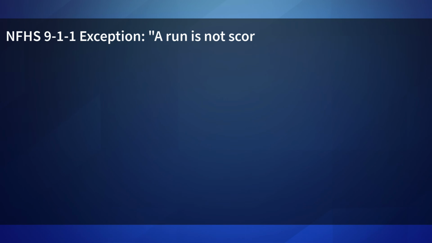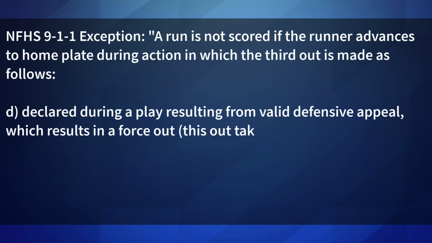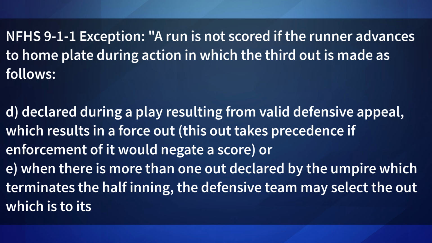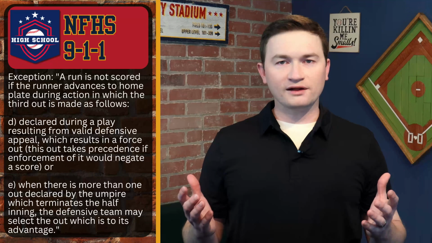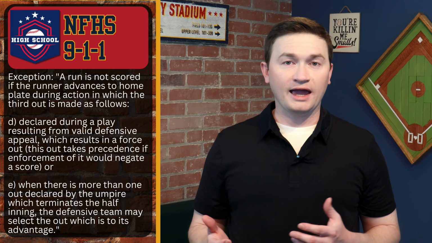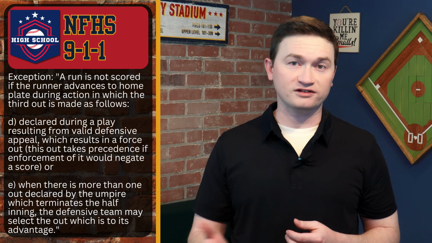A run is not scored if the runner advances to home plate during action in which the third out is D, declared during a play resulting from valid defensive appeal, which results in a force out. This out takes precedence if enforcement of it would negate a score. Or E, when there is more than 1 out declared by the umpire, which terminates the half inning. The defensive team may select the out, which is to its advantage. We already clarified that a force out for the third out negates a run scoring on this play, and that an appeal of a missed bag a runner was forced to advance to is still a force out.